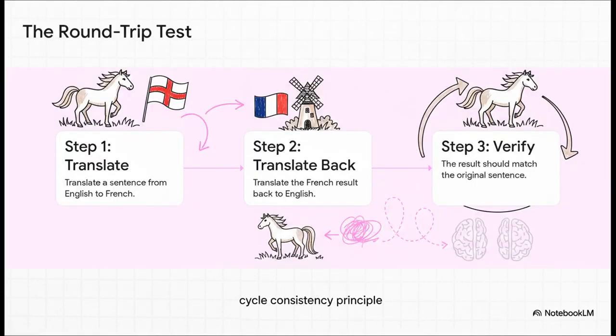Think about it this way. If you translate "a horse is in the field" to French, and then you translate that French sentence back to English, you should get your original sentence back. If you don't, if you get something weird like "a pony is in the meadow," you know for sure that one of your translators messed up somewhere. That is the core insight right there.